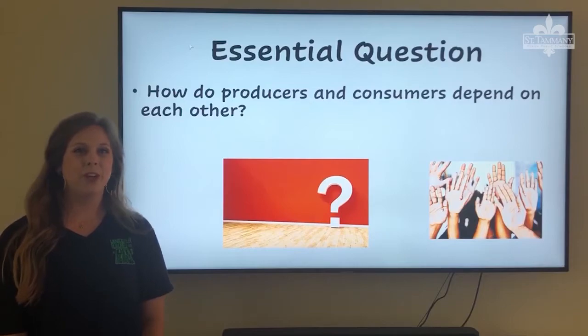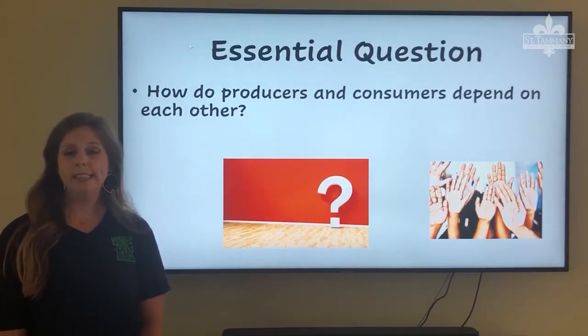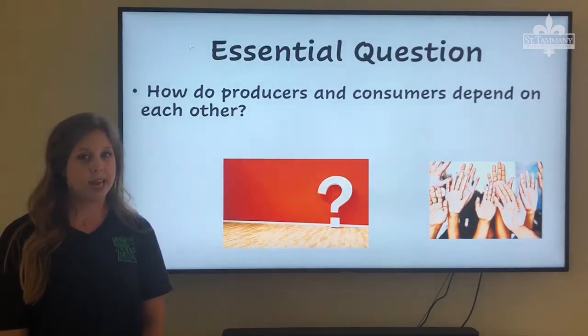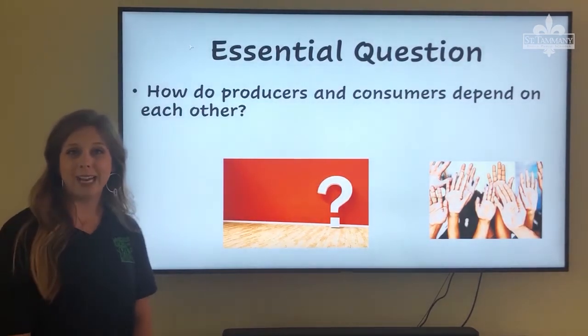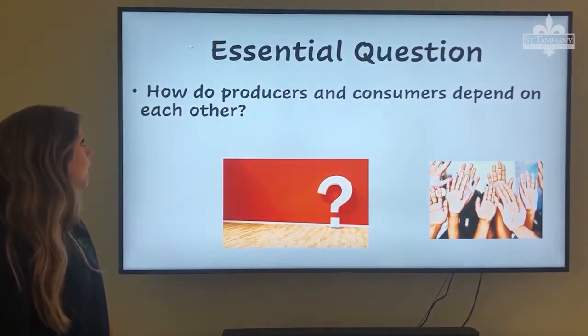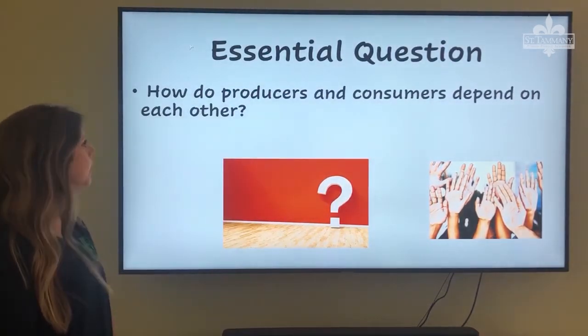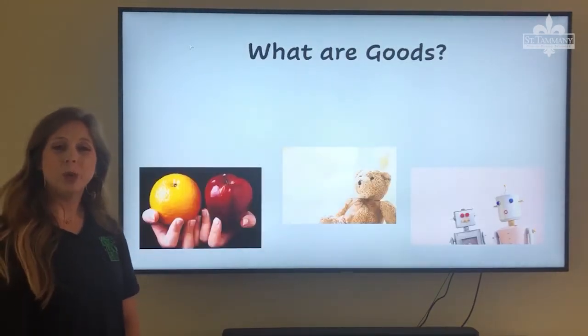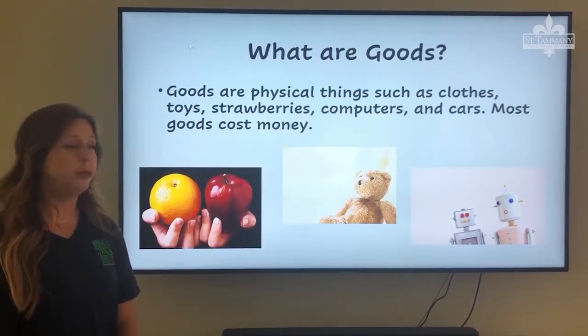I'm Miss Wolf, one of the third grade teachers in St. Tammany Parish, and today we're going to talk a little bit about economics and how our current situation is affecting our community. I want to start off our lesson with our essential question. How do producers and consumers depend on each other? So we're going to start with some of our terms that we want to become familiar with.